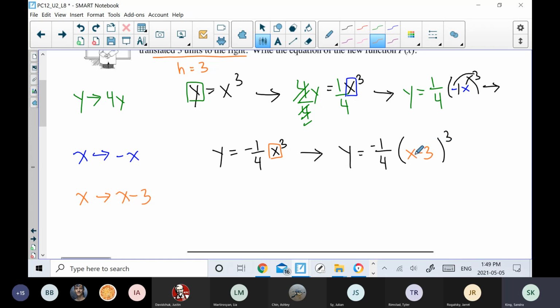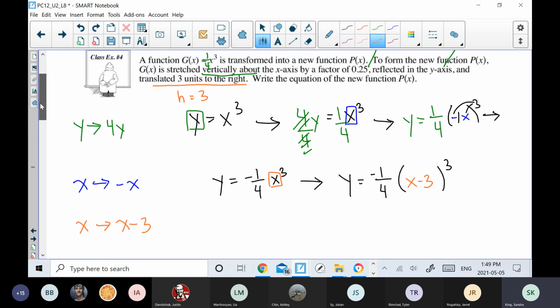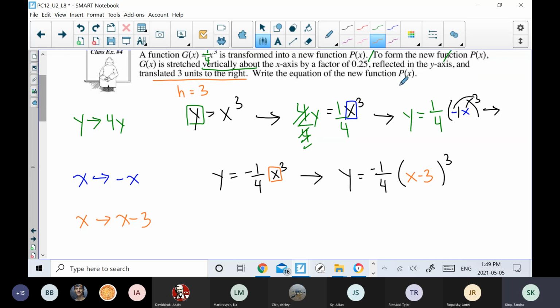And the reason is you would actually lose a full mark if you did this. I cannot call this y. If they specify, like this would be a 4-mark question, if they specify that the new function is p of x, you must write that.